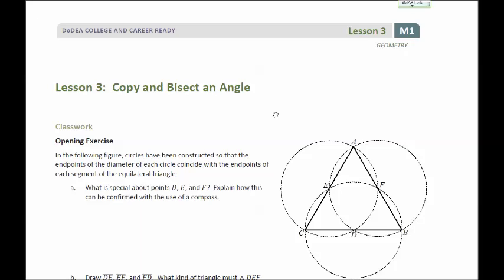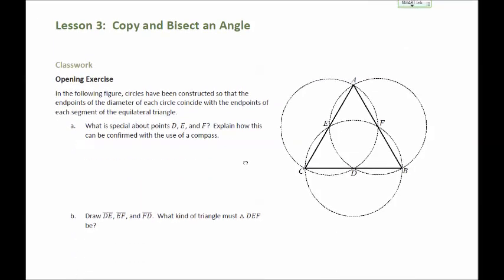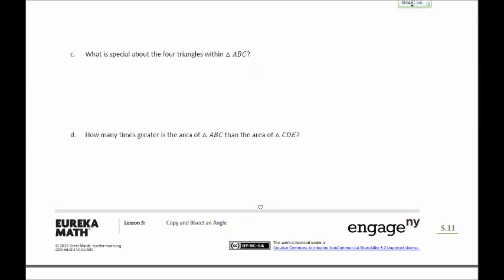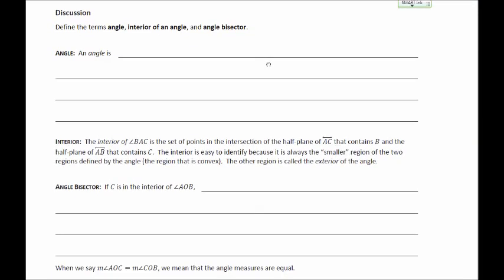As always, you should have your student materials with you. We will leave this opening exercise to be done during class. And we'll start with some discussion on some vocabulary words.